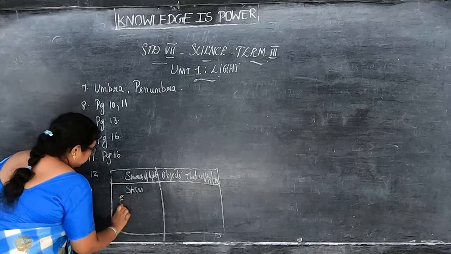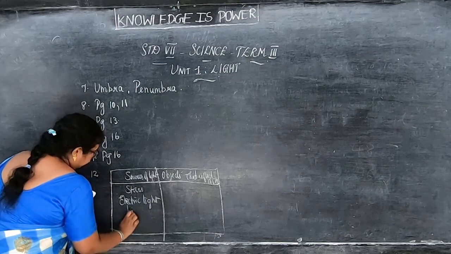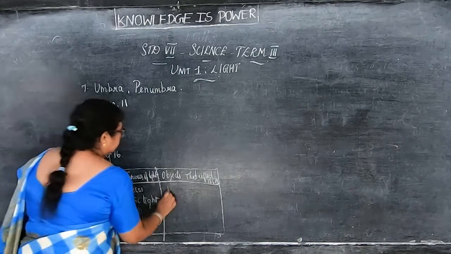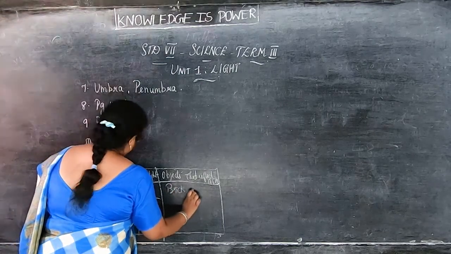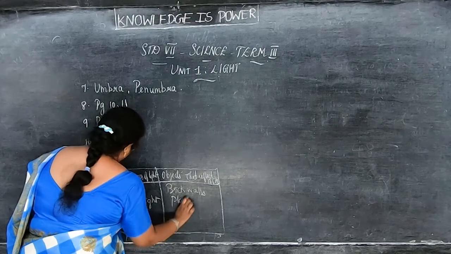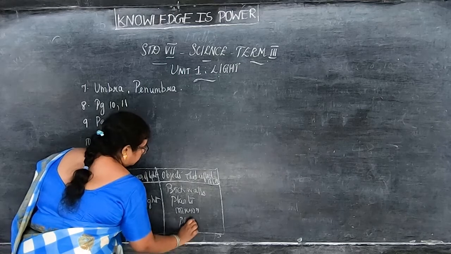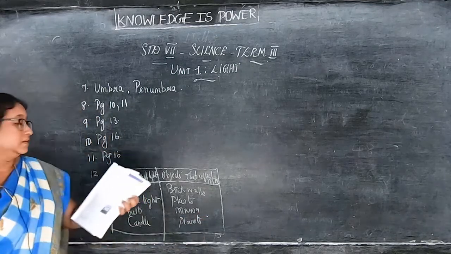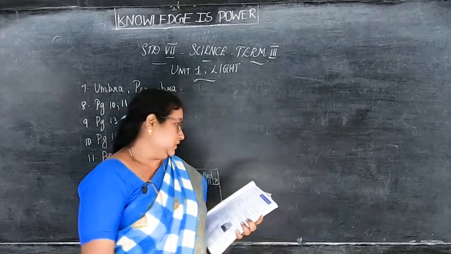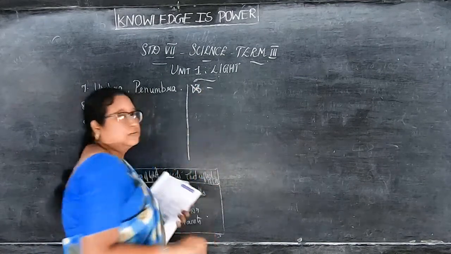Stars, electric light bulb, candle. Okay. And then objects that reflect light are brick walls, then plants, mirror and planets. Okay, children. You have to write like this. So already this box is in the book. It's a tabular column. You have to write that. And then 13th, no need, children, strike it out. Okay, 13th, just put a cross, no need for that question.